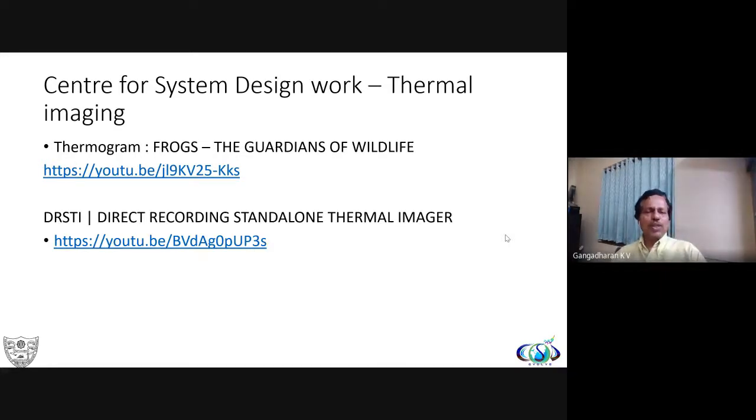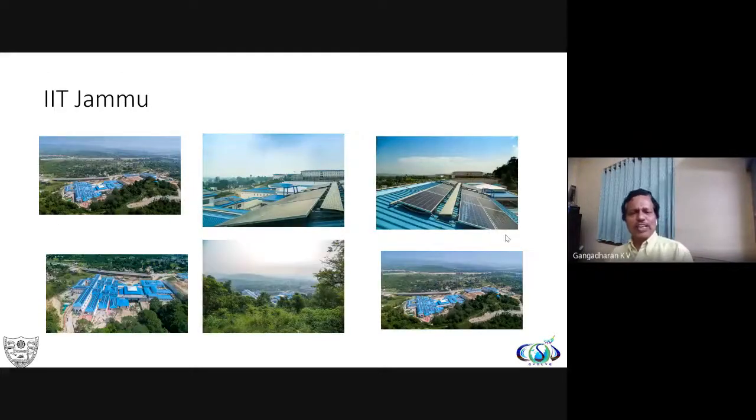You should be able to Google it: Center for System Design, and look at thermography of the frog. A lot of videos will be there. In that, you can look at the technical videos and see how we have looked at things in this way. And we also did a lot of consultancy work, not just in Karnataka, elsewhere.